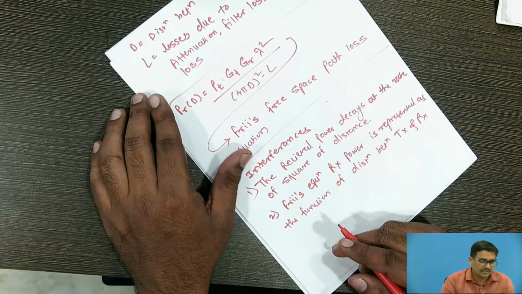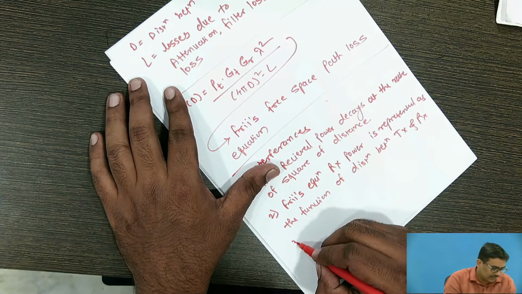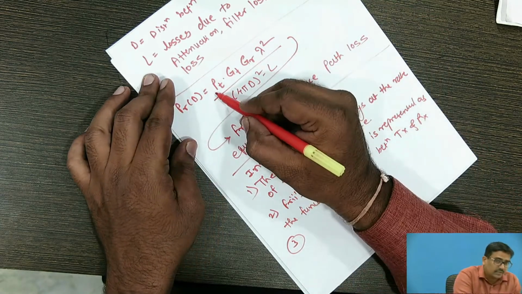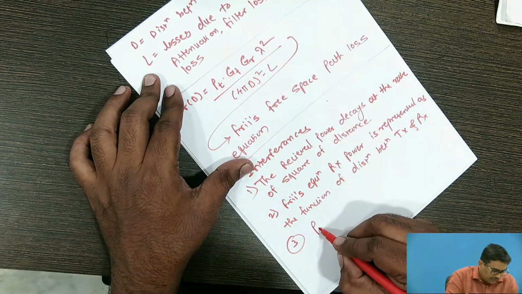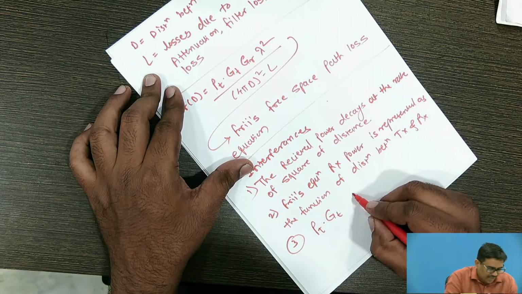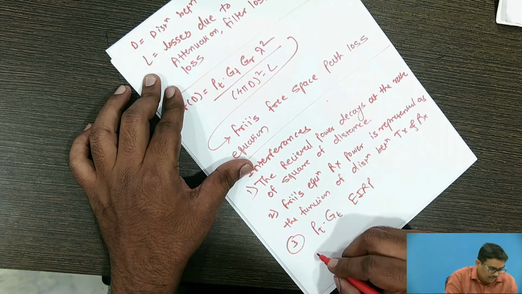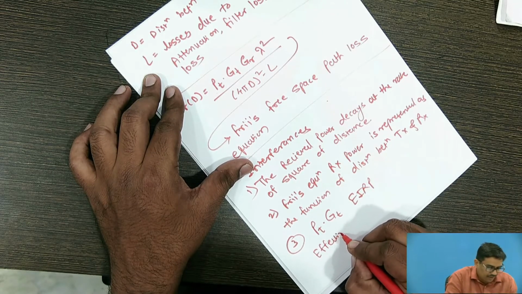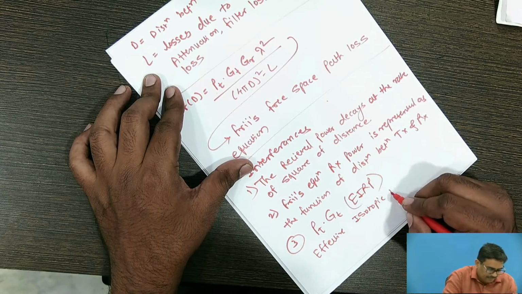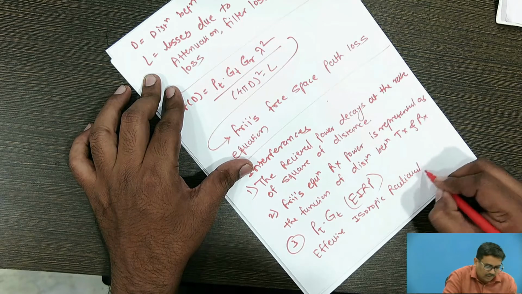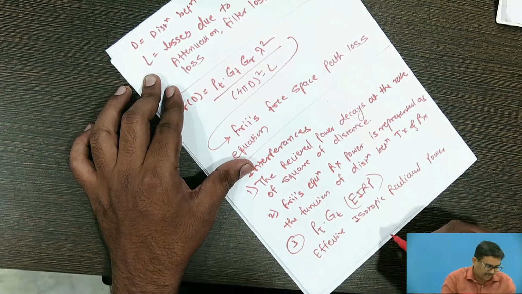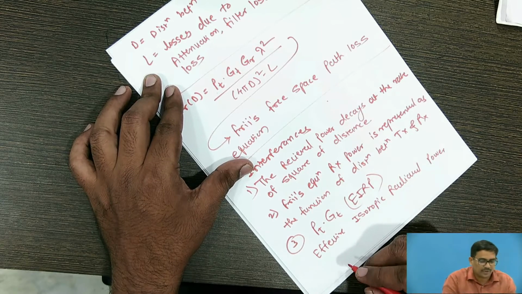Now the third one we derive from the Friis equation. If you observe this equation, this product PT into GT is referred to as EIRP. Now EIRP means what? Effective isotropic radiated power. So EIRP is compared with the isotropic radiator.